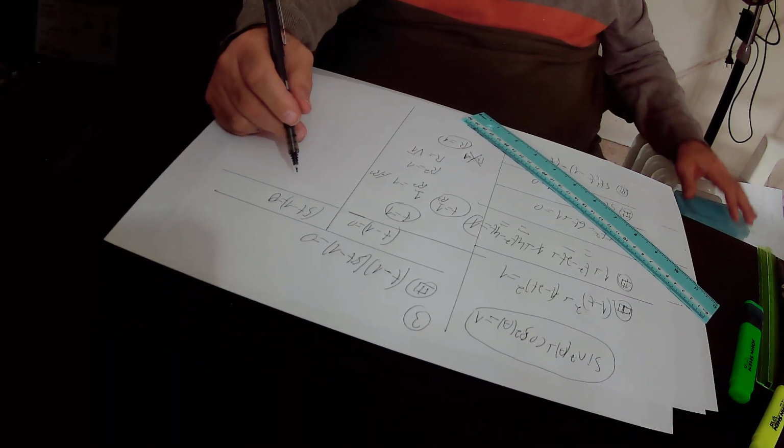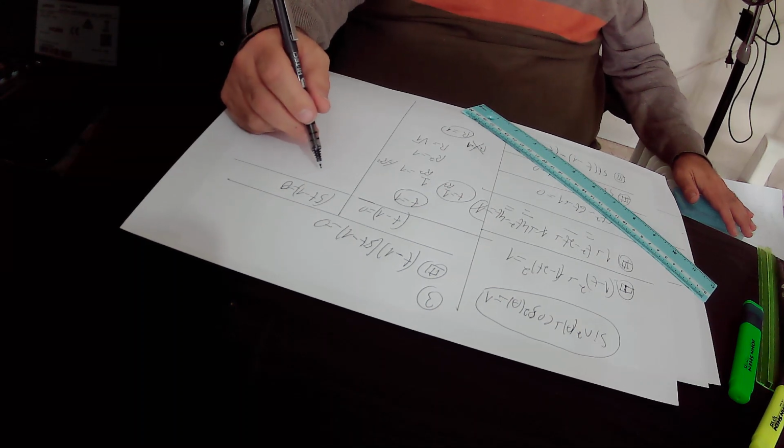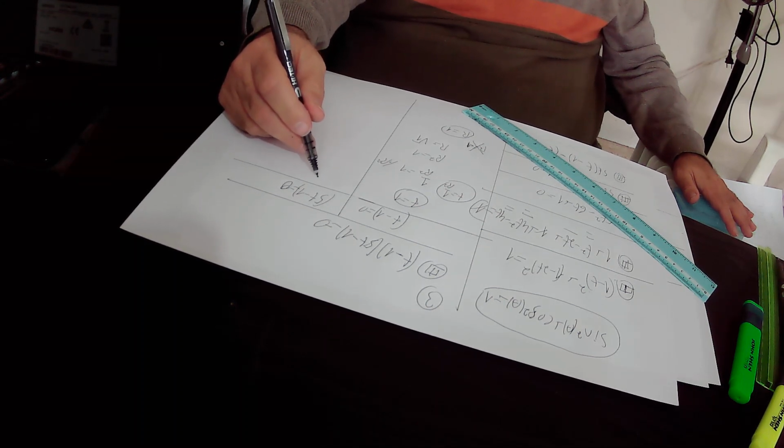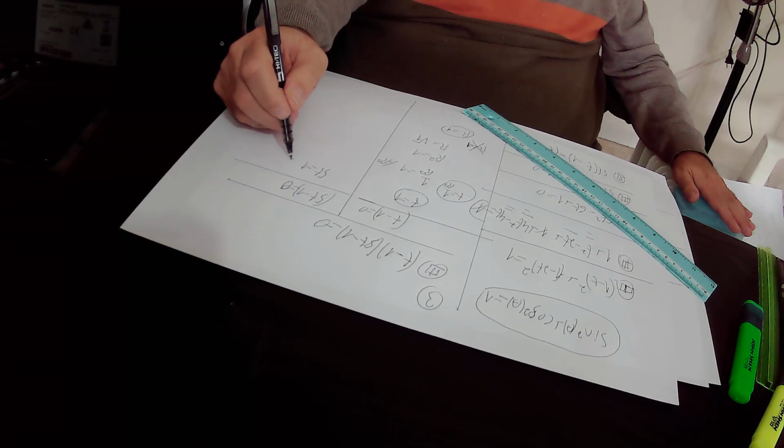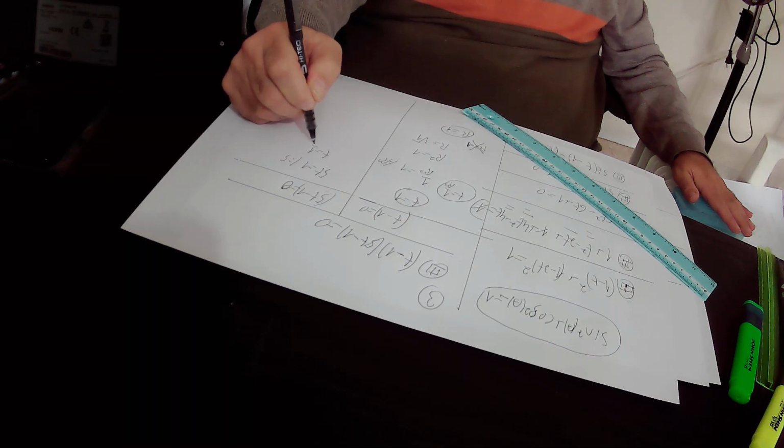Then we have the second solution to equation number 3, that 5t minus 1 equals 0. That is to say 5t equals 1, we divide this equation by 5, and we get that t equals 1 over 5.